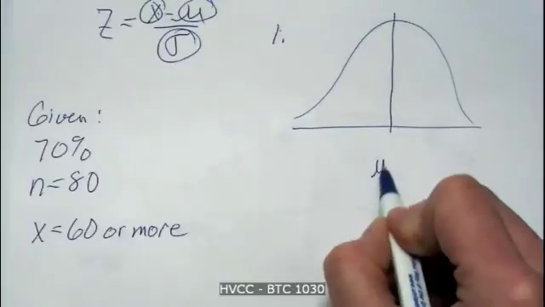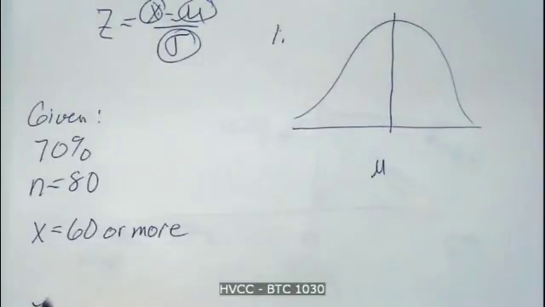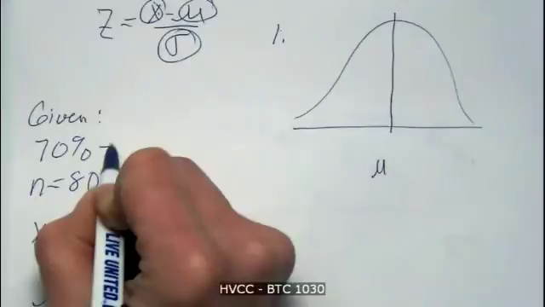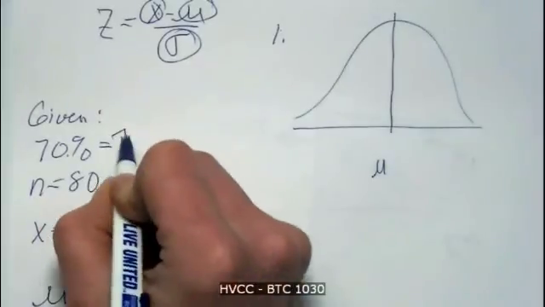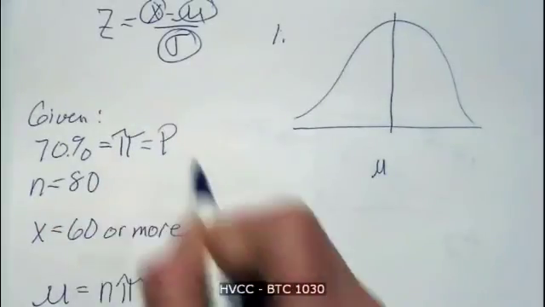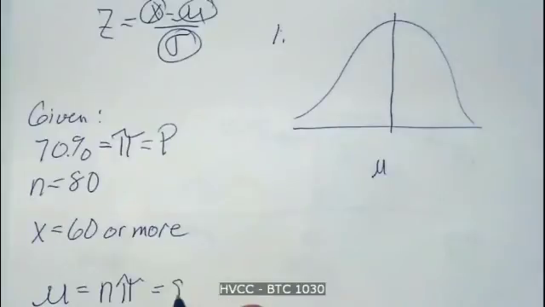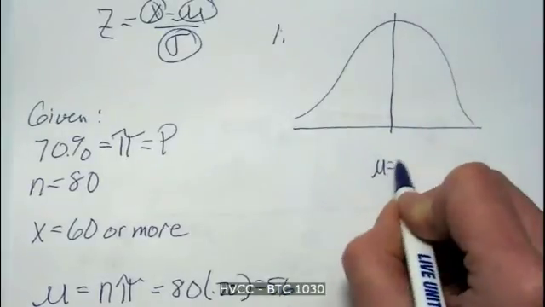Well, we have to calculate mu. So mu, and if you look on your formula sheet, is n times the probability. Remember, in this book, probability is pi or p. So we have 80 times 70%, which is 56. So our mean is 56. Okay, so we have our mean.